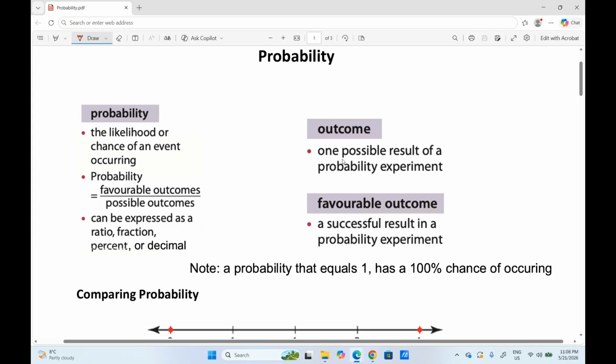Now, an outcome is just one possible result of a probability experiment, and a favorable outcome is a successful result in a probability experiment. Now, the word successful can be subjective. So think of favorable outcome as the outcome that you would like. Now, note a probability that equals 1 has a 100% chance of occurring. So that means the event, if it equals 1, will always occur.